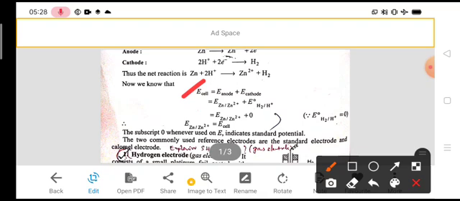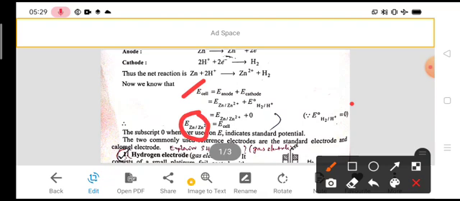So it is arbitrarily fixed that the standard electrode potential of the normal hydrogen electrode is 0. Therefore, 0 is substituted in place of E naught H2 H plus, so the cell potential obtained is always equal to the potential of the zinc.